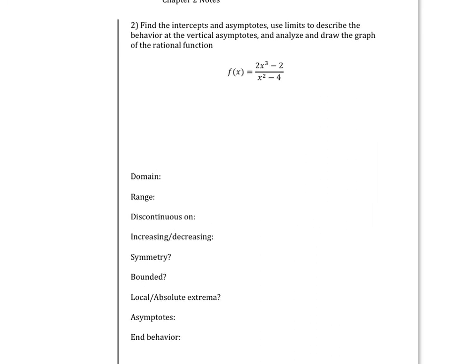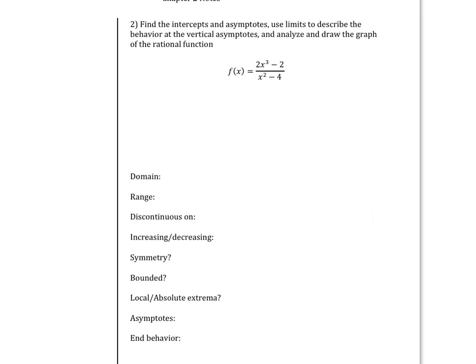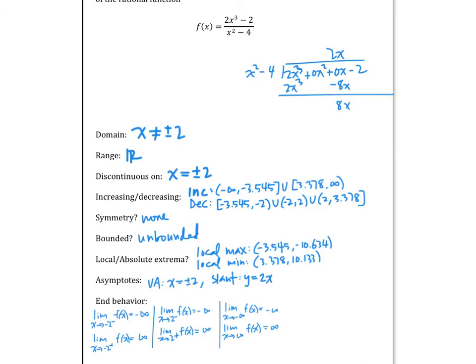All right, let's have you try this one. This next one has a slant asymptote. Okay, go ahead and check your answers again.